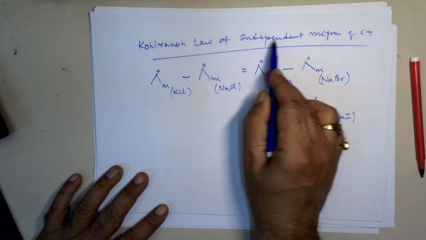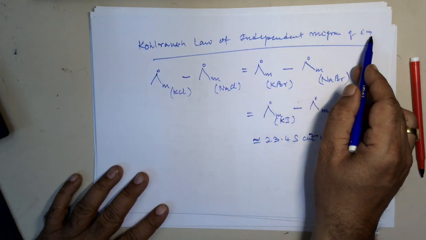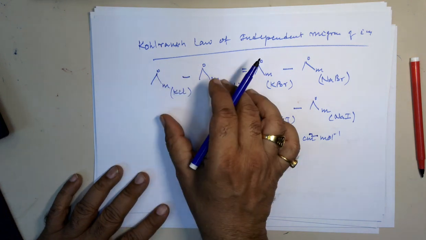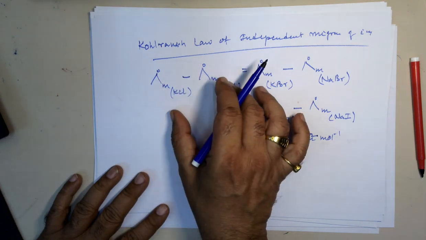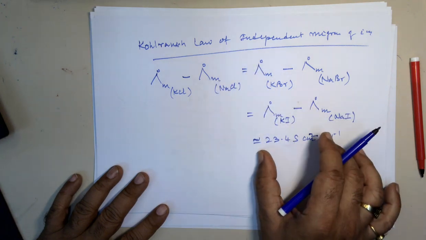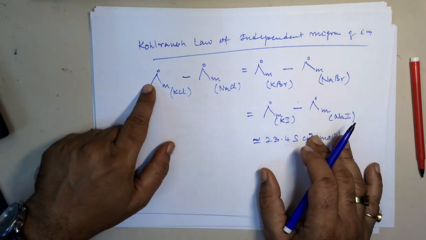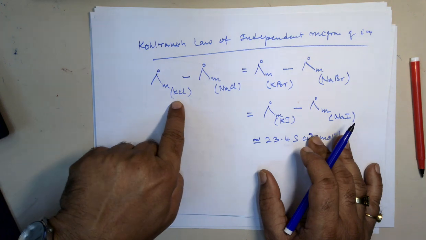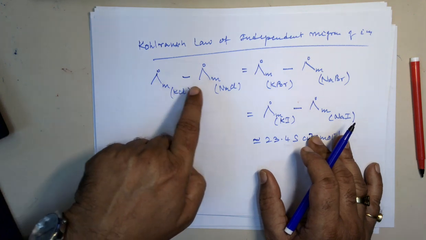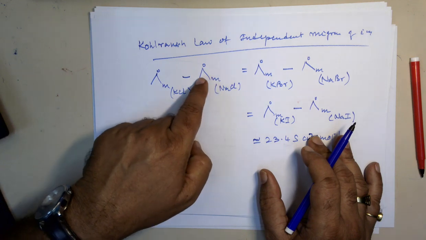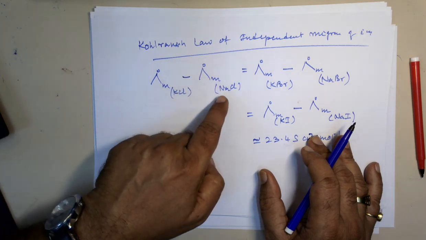Kohlrausch law of independent migration of ions. Kohlrausch was able to establish a constant for the difference of molar conductivity at infinite dilution of potassium fluoride minus molar conductivity at infinite dilution of sodium chloride.